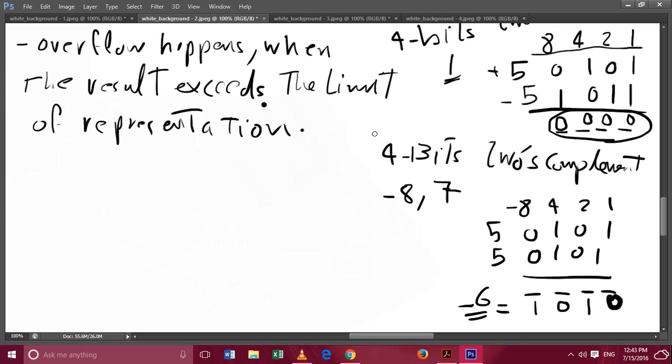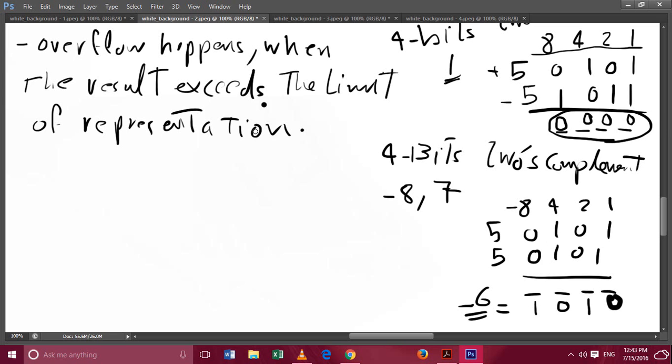Now, there's an easy way that you can know if an overflow occurred. You just need to look at the most significant bits, and if the sign of the result is different from the sign of the two numbers that were added, then there's an overflow. See here, the sign is positive because the most significant bit is 0. The sign is negative here because the most significant bit is 1.